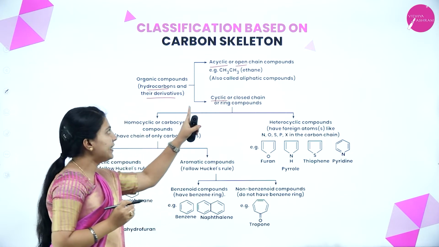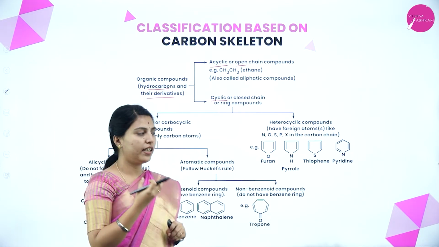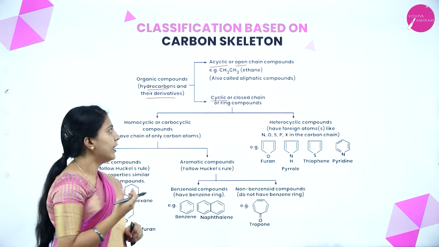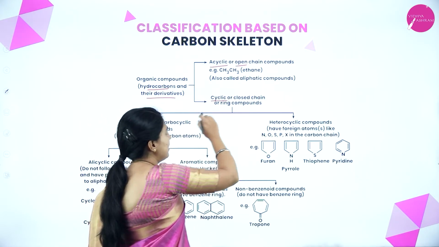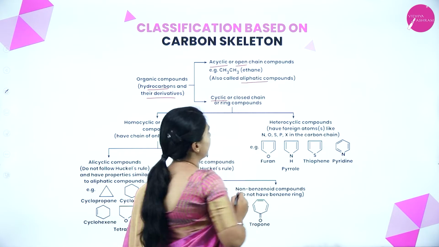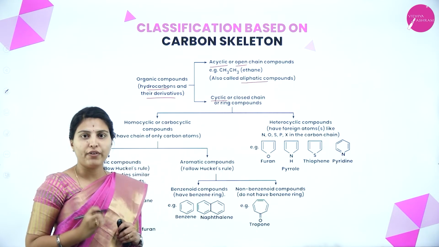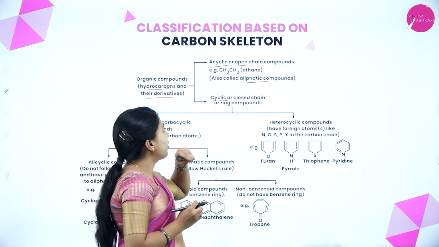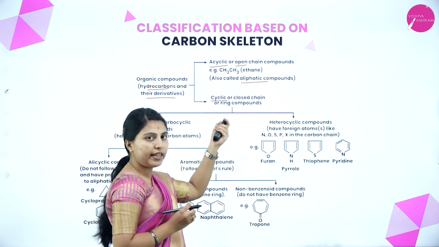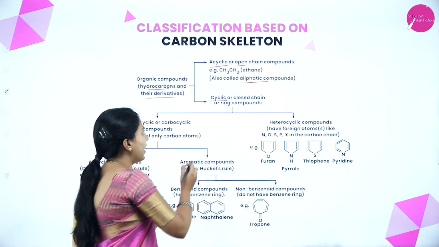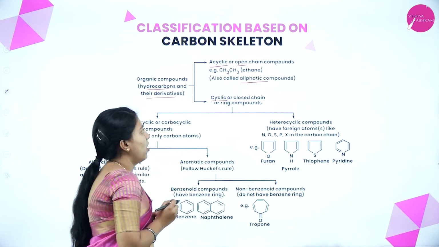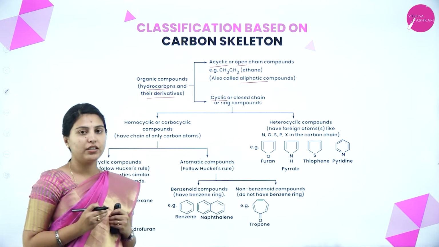See here, ethane is the best example. Ethane, propane, butane, these are the examples for acyclic, and this is also called aliphatic. Here aliphatic comes from the Greek word for fats. Aliphatic compounds is another name for the acyclic or open chain compounds. The other side is cyclic or closed or ring compounds.